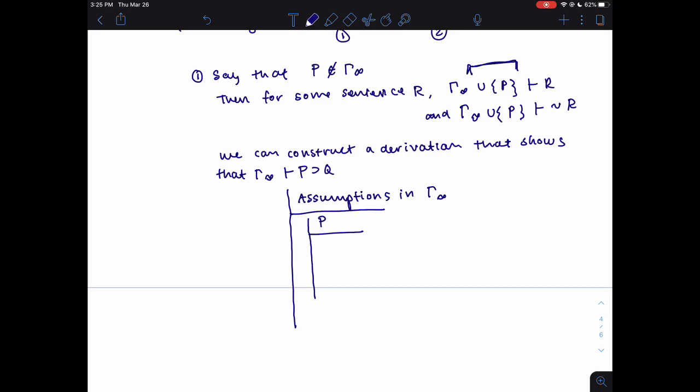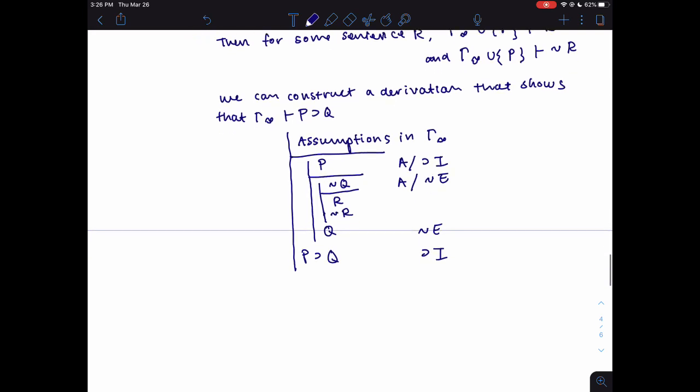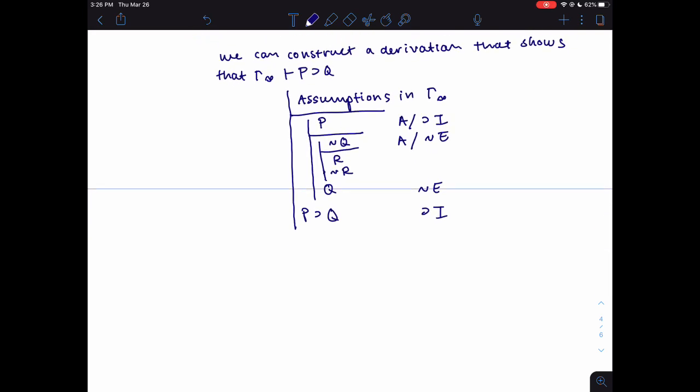So ultimately, we want to derive if P then Q, and we know working backwards that means we have to use conditional introduction and get from P to Q. How are we going to get Q? Well, you can assume the negation of what you want and then reiterate the contradiction. So we assume not Q for the purposes of negation elimination, and then we do negation elimination after we reiterate the contradiction, and that allows us to discharge if P then Q through conditional introduction. Okay, so that proves that gamma infinity allows you to derive if P then Q.